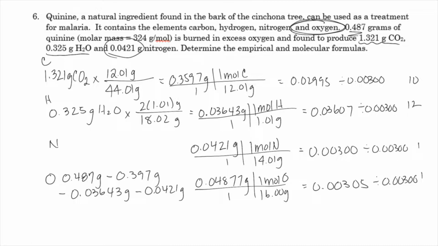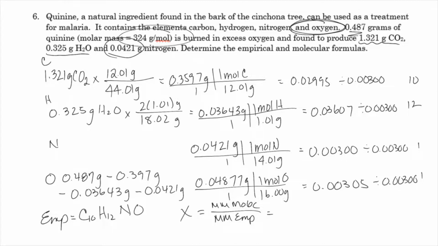So what that means is the empirical formula is C10H12NO. Now, to get my molecular formula, remember, I need to compare my empirical to my molecular. So the factor, how many empiricals there are, is equal to the molar mass of the molecular divided by the molar mass of the empirical. The molar mass of the molecular is given in the problem, 324. The molar mass of the empirical, you calculate using your molar masses, and I get 162.